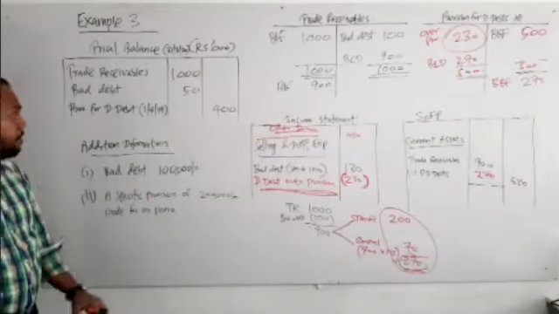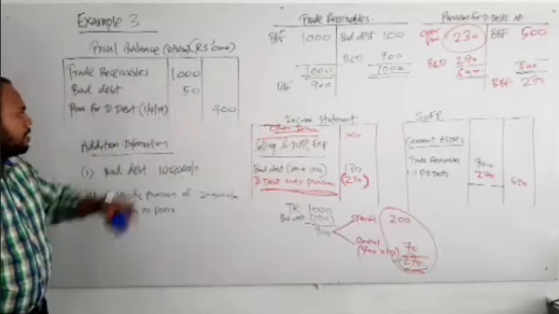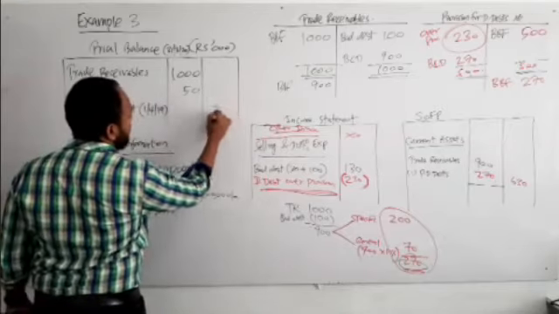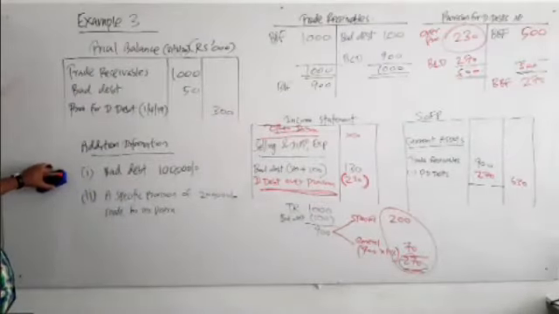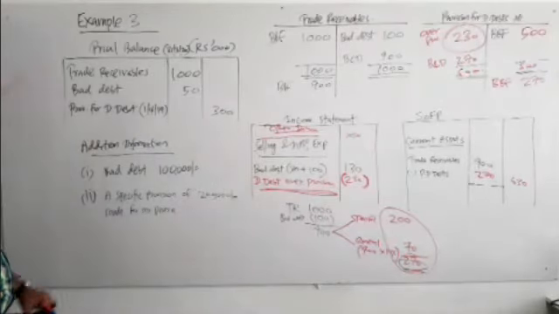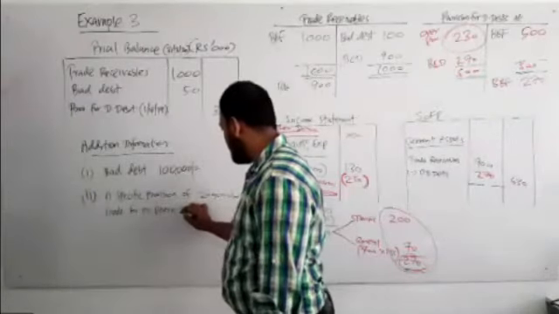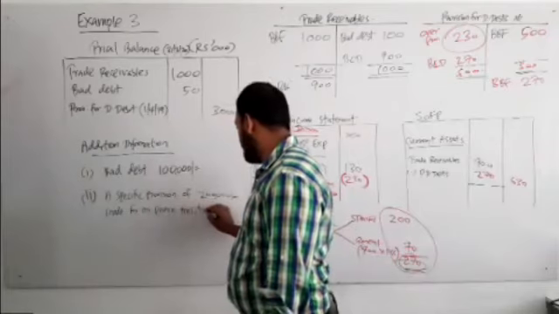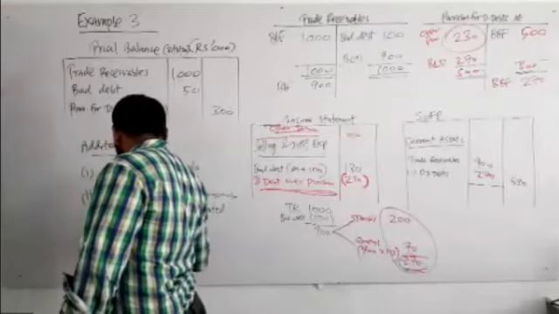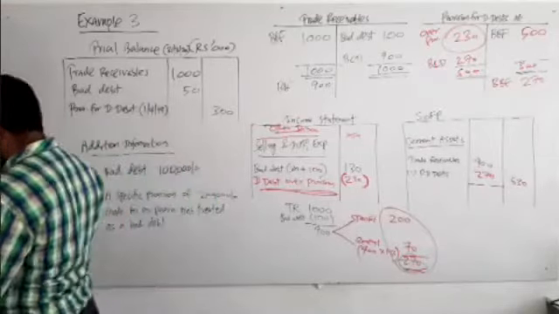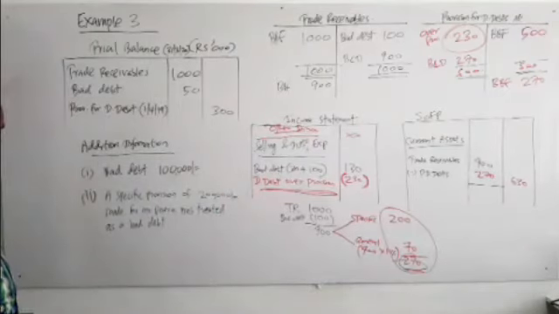So write the example 3. Same data, bad debt I change it to 50. Provision is 300,000. Additional information: bad debt is 100,000. A specific provision of 200,000 made for Mr. Pereira was treated as a bad debt.